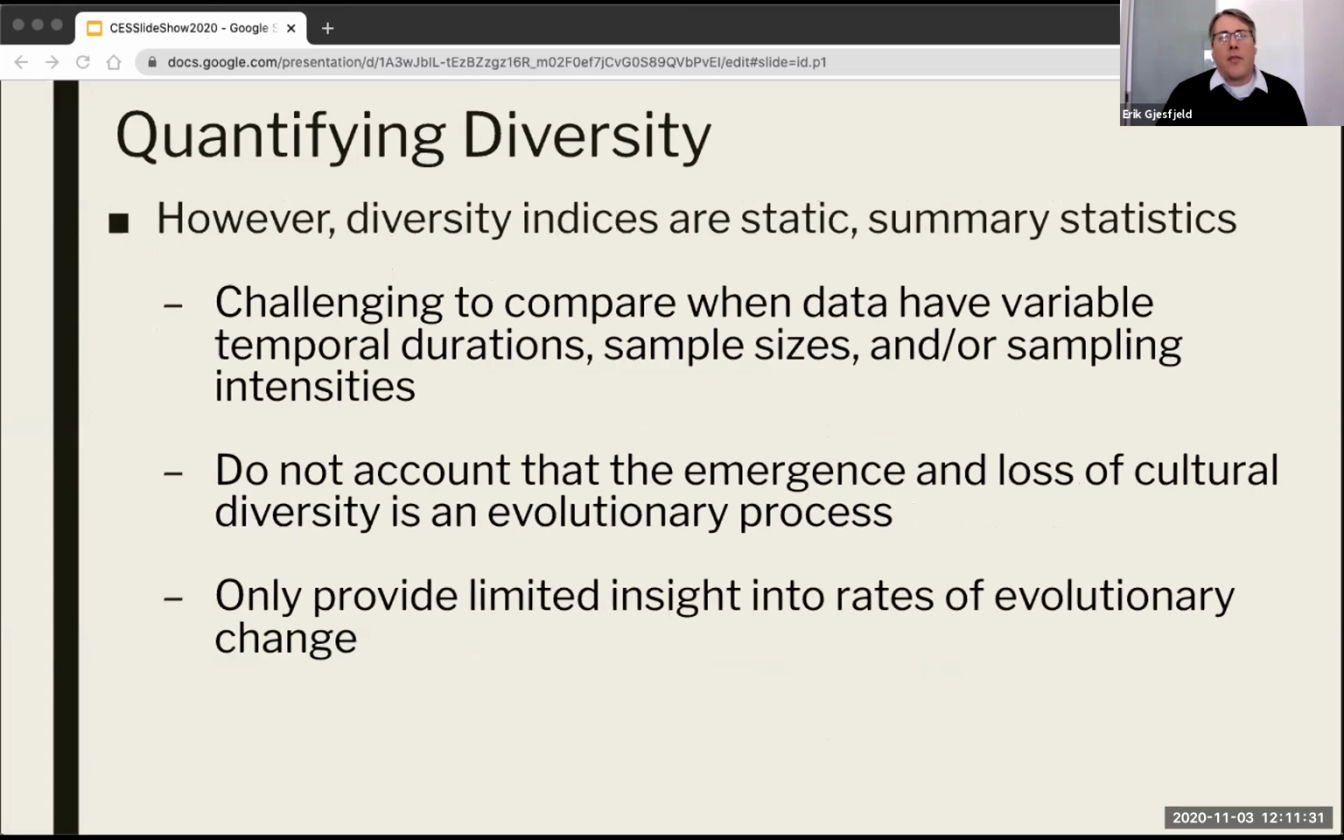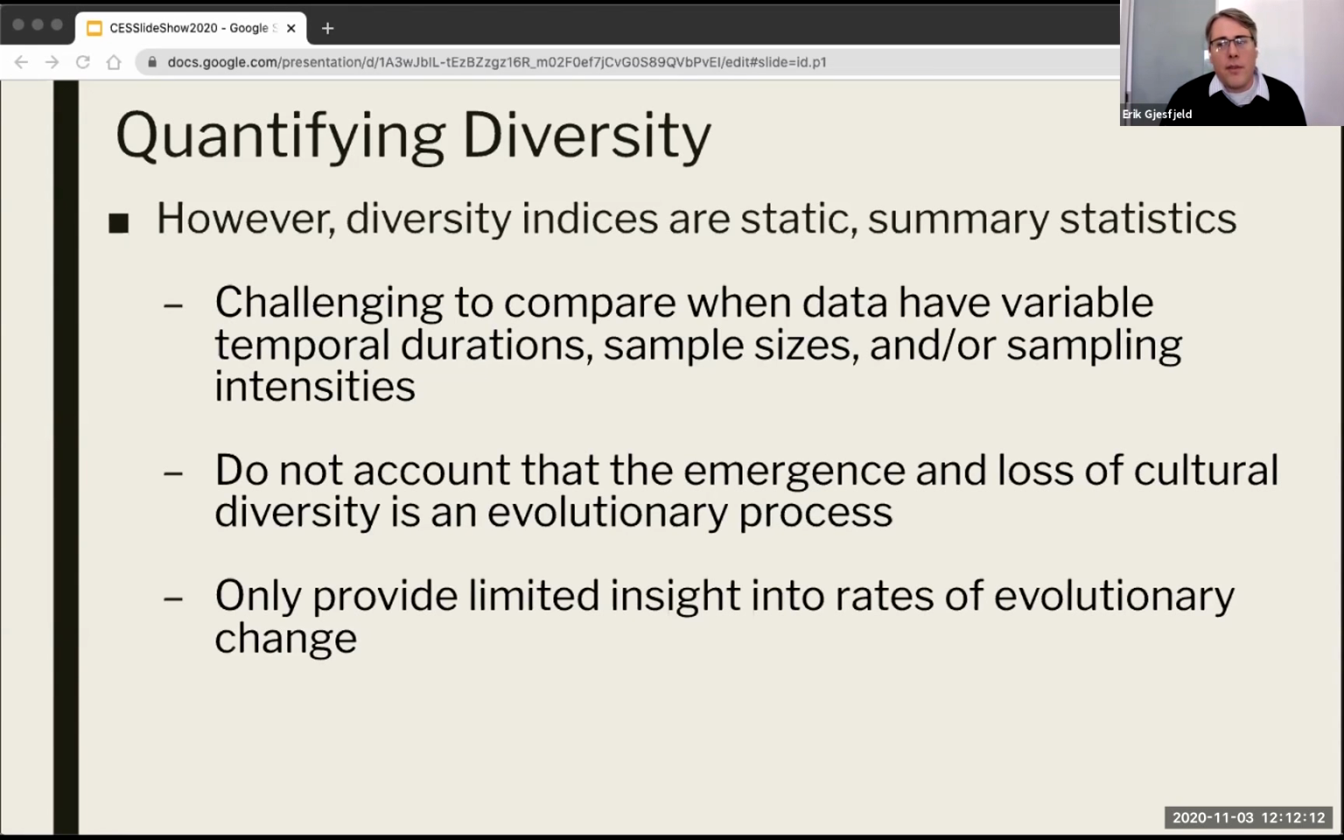While these diversity indices have been very useful in a lot of cases, especially when measuring diversity at static or single points in time, they are very static statistics that have limitations when we want to examine more dynamic cultural systems. Some of these limitations are that they're challenging to compare with each other when data is quite variable. We're often comparing temporal periods that have different ranges, maybe 50 years versus a 200-year time interval, and different sampling sizes, as different regions have different sampling intensities. And this can make these different diversity indices challenging to use.